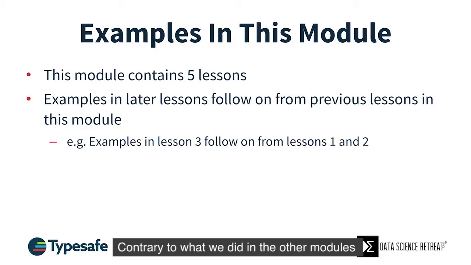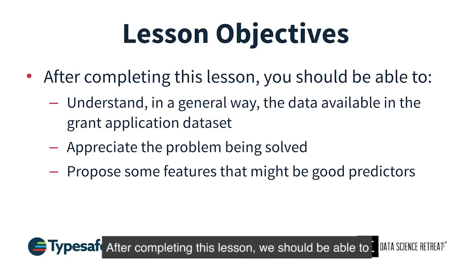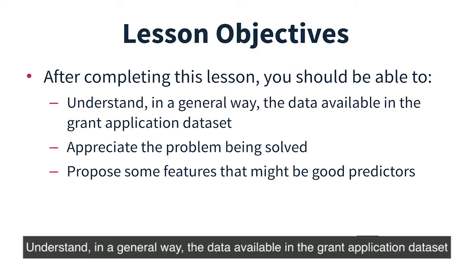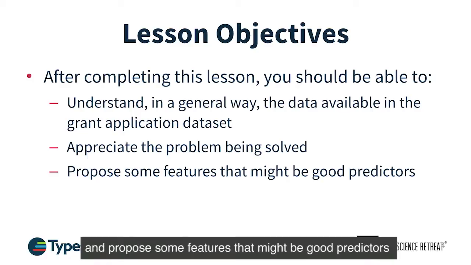Contrary to what we did in the other modules, in this module we will not repeat the script we have run in previous lessons. After completing this lesson, we should be able to understand in a general way the data available in the grant application dataset, appreciate the problem being solved, and propose some features that might be good predictors.